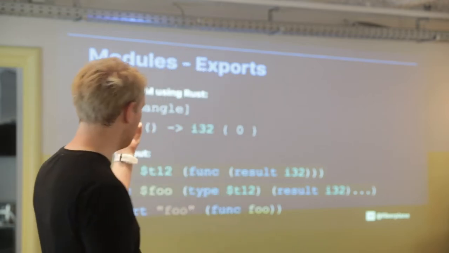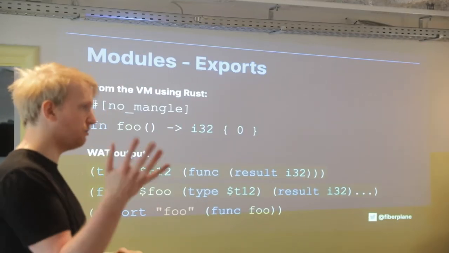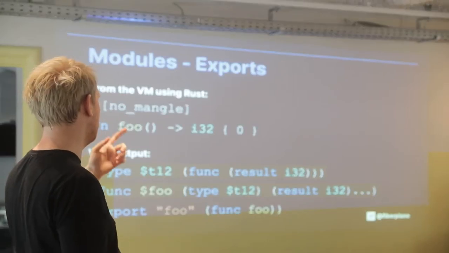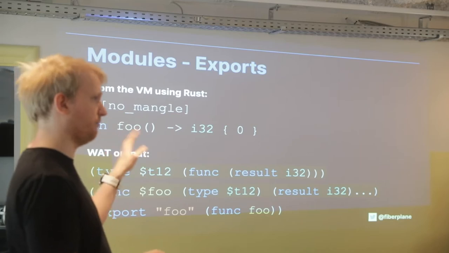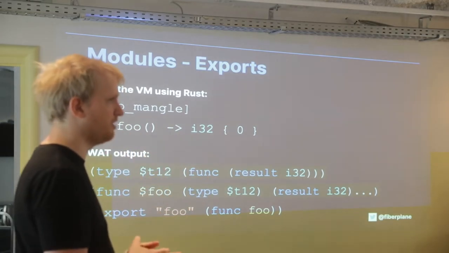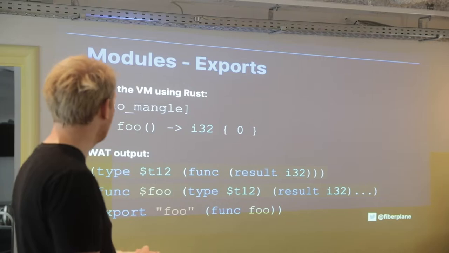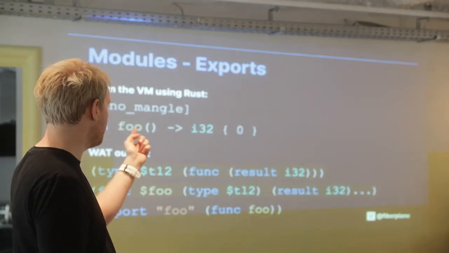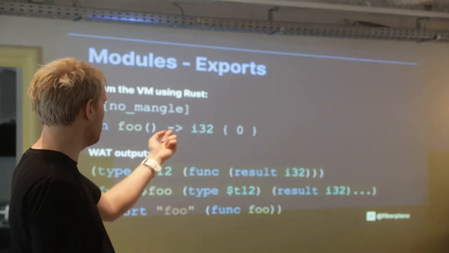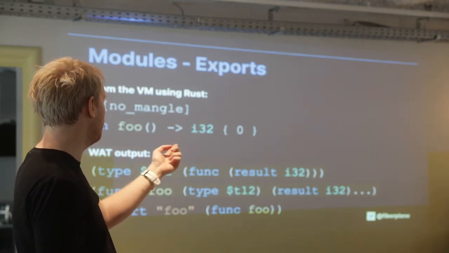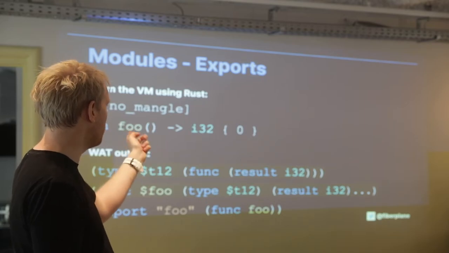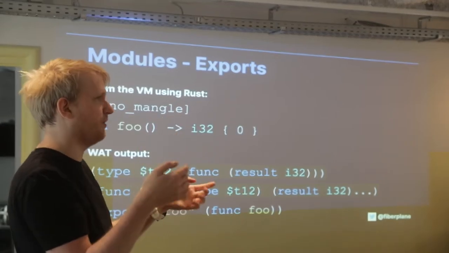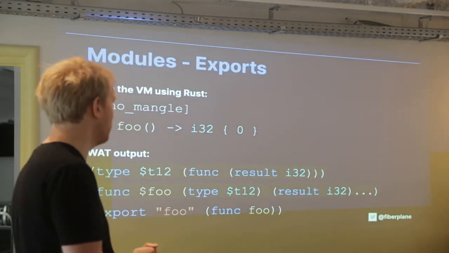So for exports, so this is functions that the host can access inside the guest, we only need to specify that the function is no mangle. Then the compiler will take care of the rest, saying that this is an external C function, essentially. And what that compiles down to is here, for example, we have a type T12 that says the type is a function that just returns a result I32. If it took an argument, that would be between func and result. So it would be parameters and then result and some type like U64 or whatever.